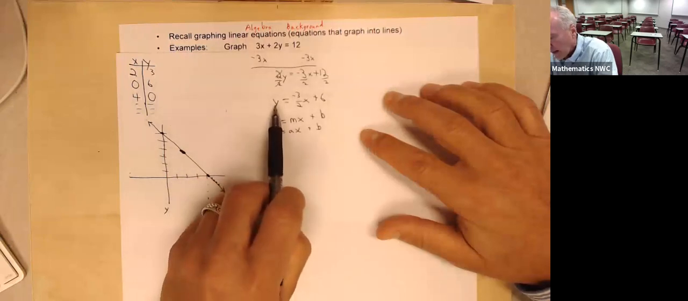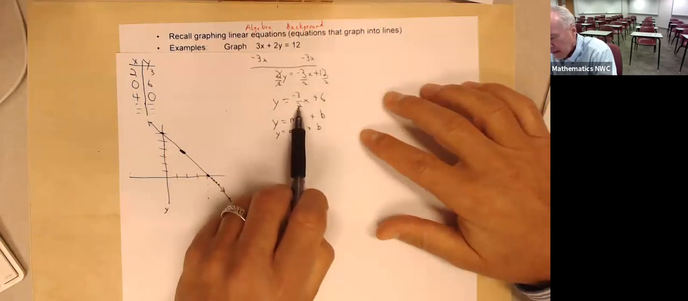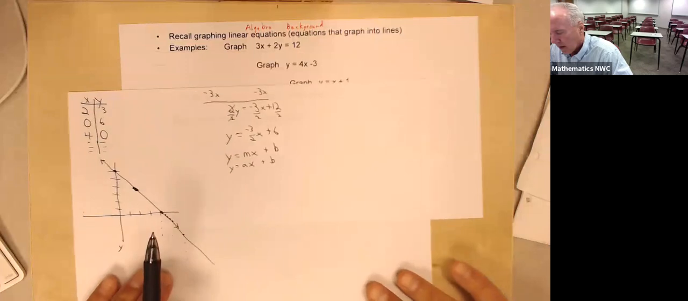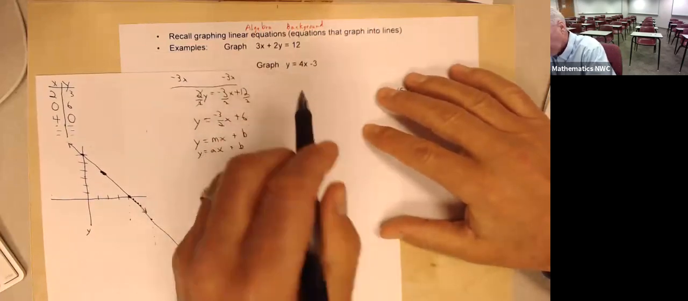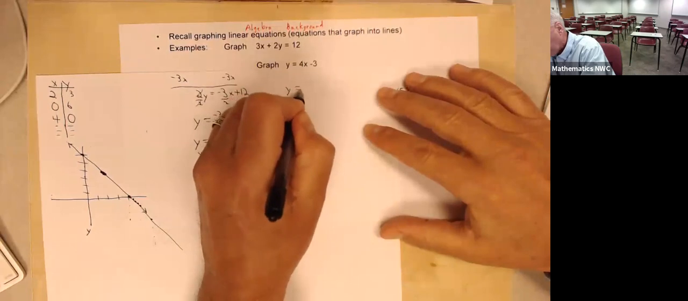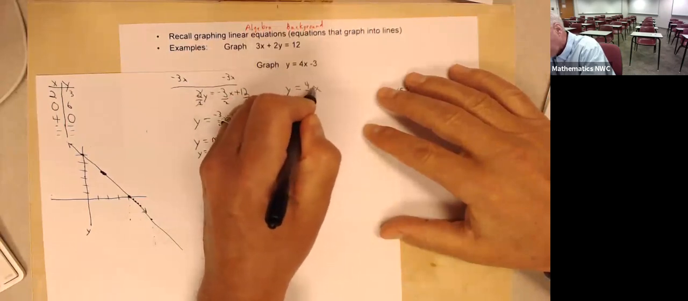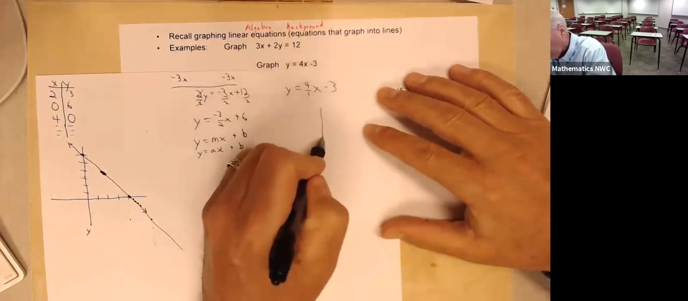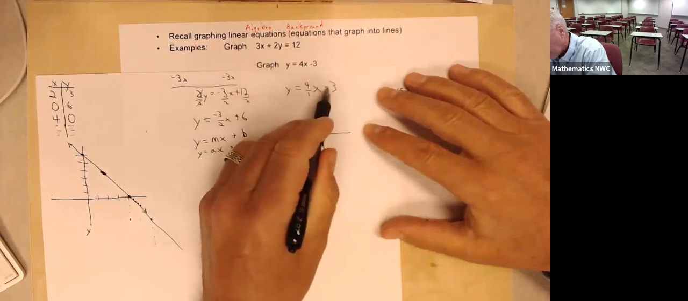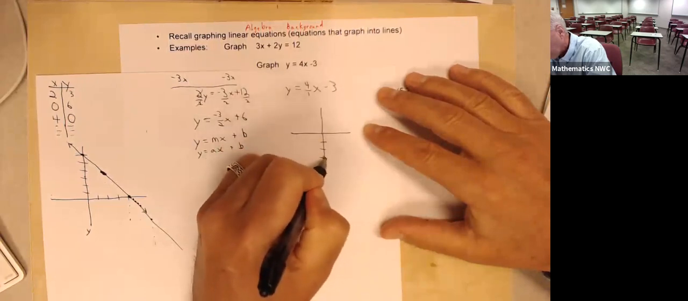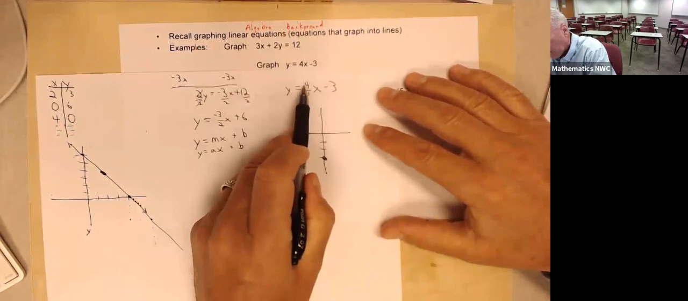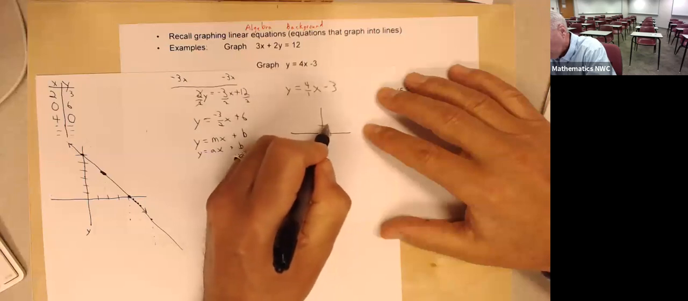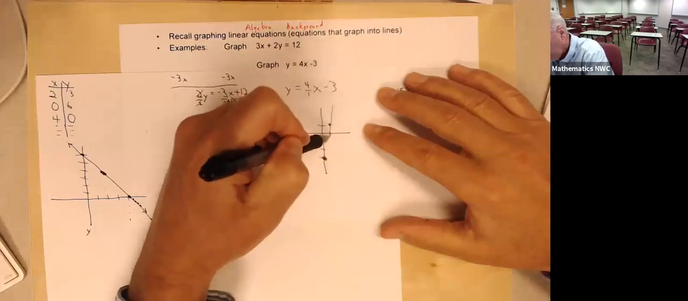By solving it for y, I can easily identify the slope and the y-intercept. Case in point, this one, there's no fractions, so it really means 4 over 1 times x minus 3. So I would find my y-intercept, -3. My slope is positive, so I go up 4 to the right 1, up 1, 2, 3, 4 to the right 1, and there's my line.